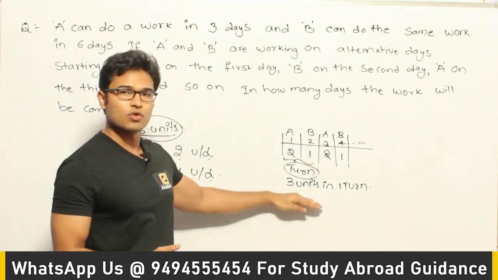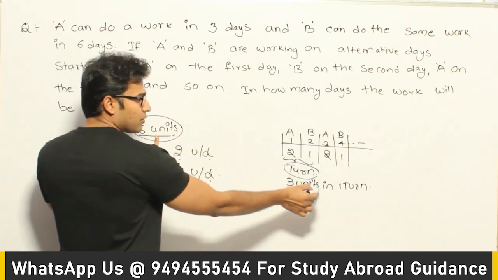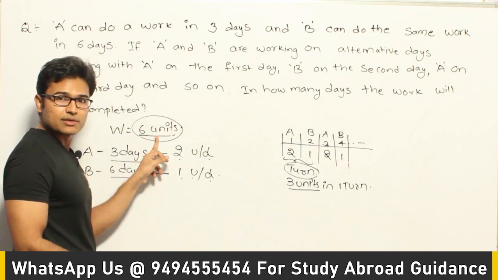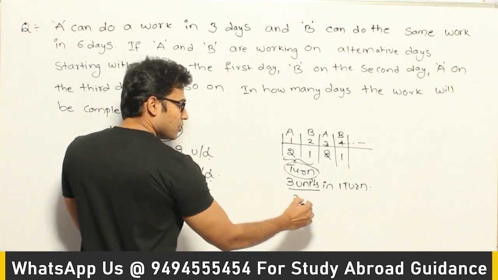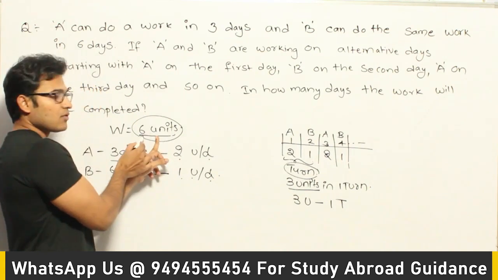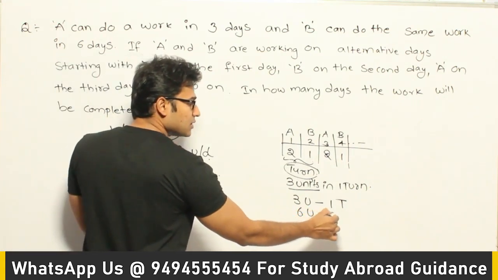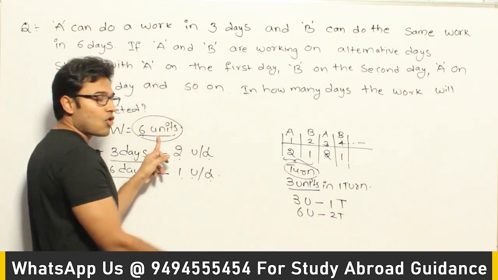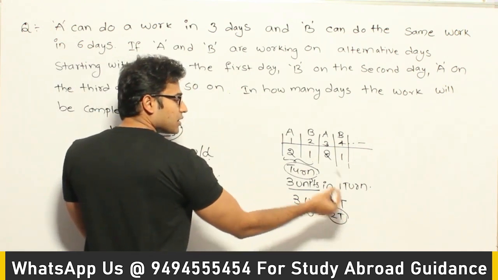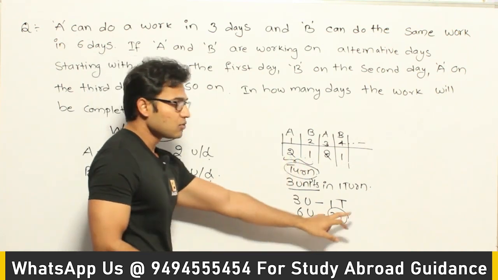For example, in this model, what you are supposed to do is take the units that can be done in one turn. See this? We are able to finish 3 units in one turn. Now what is the total amount of work? 6 units. Therefore 6 units can be finished in 2 turns, right? So how many turns are required? 2 turns are required. And what is the time of each turn? 2 days. Therefore 2 into 2 is 4.